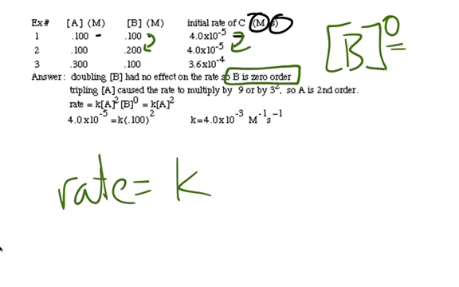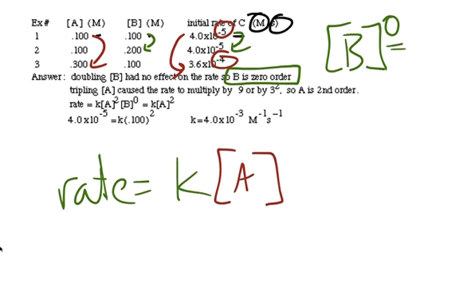Okay, now let's look at A. If we look at the first example, now we've tripled A. And when we triple A, let's see what happens to the rate. Ooh, from 4.0 times 10 to the negative fifth to 3.6 times 10 to the negative fourth. So it has increased. Notice the exponent, negative fifth to negative fourth. There is an increase in the rate, but what is the increase?